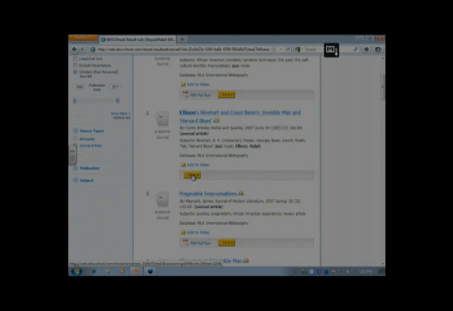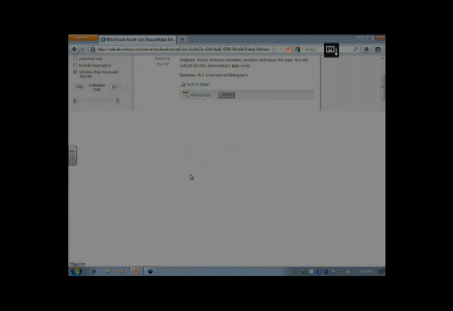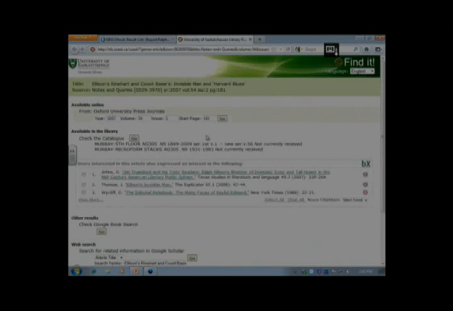Sounds like somebody knows what the Find It button does, but for anyone who doesn't, take a couple of seconds and click on that Find It button. It's bright yellow, it's easy to find, and instead of saying, oh man, there's no full text, I'm out of here, click on the Find It. It literally takes seconds, and what it does is it'll tell you definitively whether or not we have it.